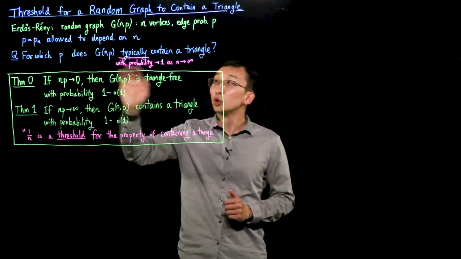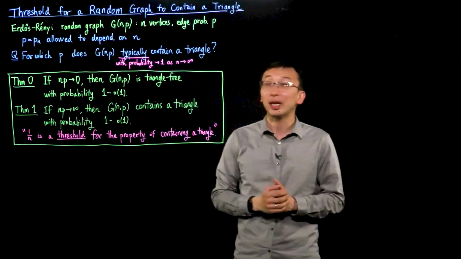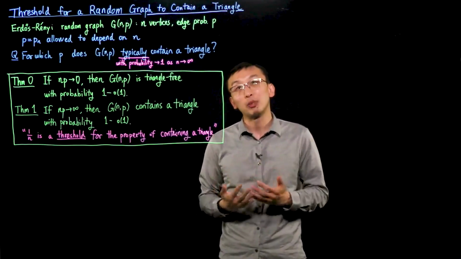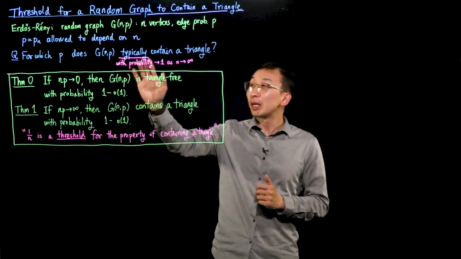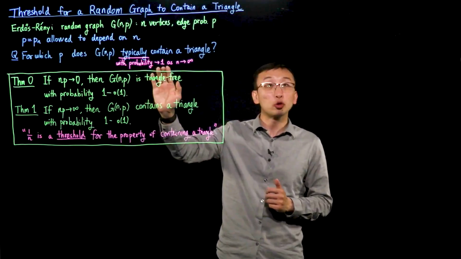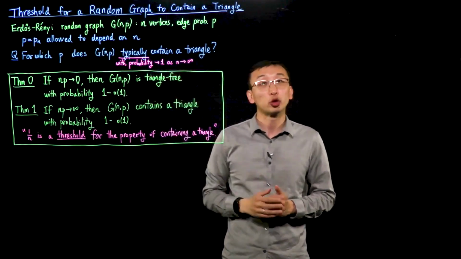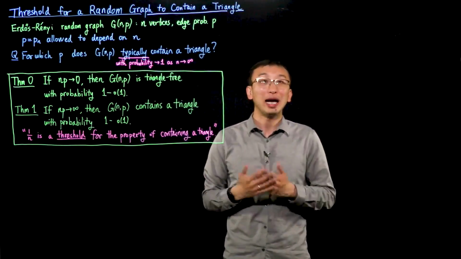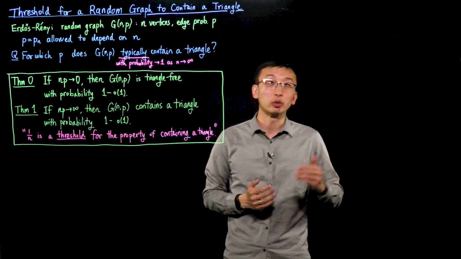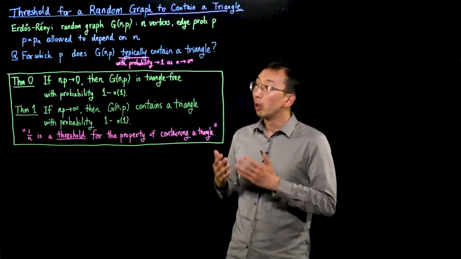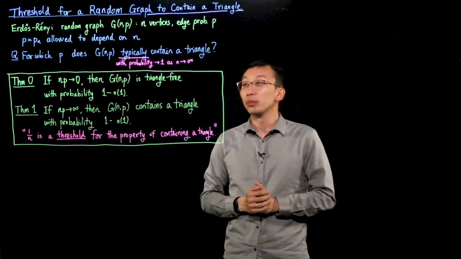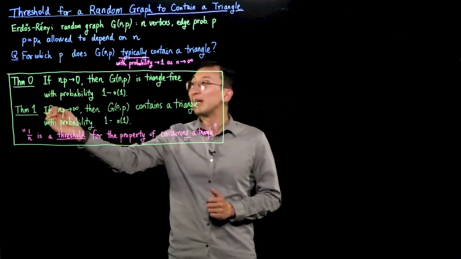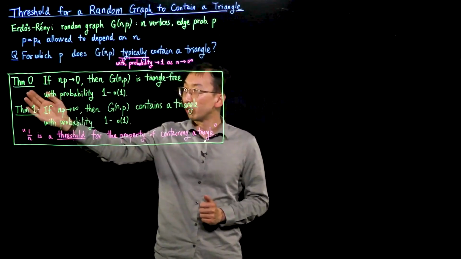Okay, so GNP, does it typically contain a triangle? Well, by typically, I mean the following mathematically precise meaning. Typically means with probability that approaches 1 as n goes to infinity. So the statements that we're going to be looking at are asymptotic as n becomes large. The main theorem that we'll prove in this video is the following. Well, there are two statements. I've conveniently labeled them Theorem 0 and Theorem 1.